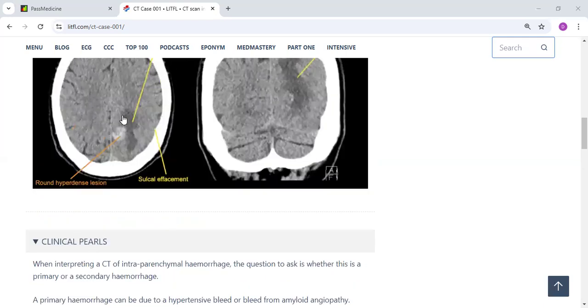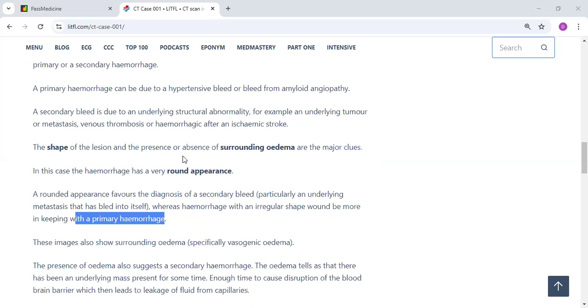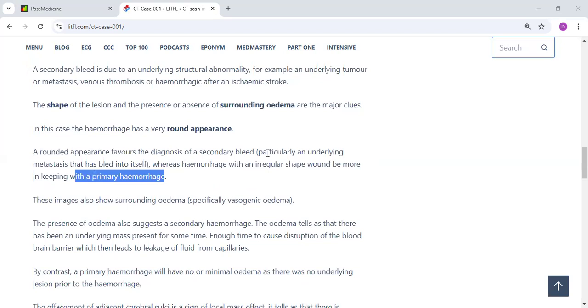Now, why is this round appearance important? The round appearance, and the presence or absence of surrounding edema, are the major clues in this CT. In this case, the hemorrhage has a very round appearance, and a rounded appearance favors the diagnosis of secondary bleed, particularly an underlying metastasis which has bled into itself. Whereas a hemorrhage with an irregular shape would be more in keeping with primary hemorrhage.